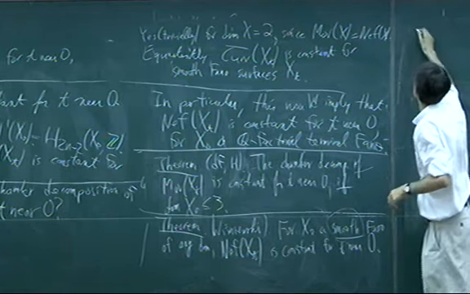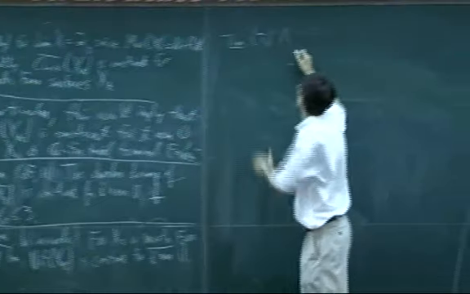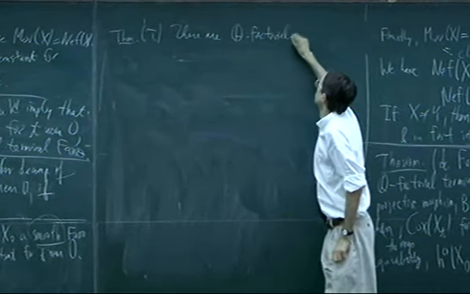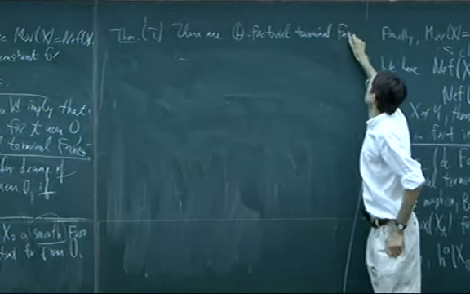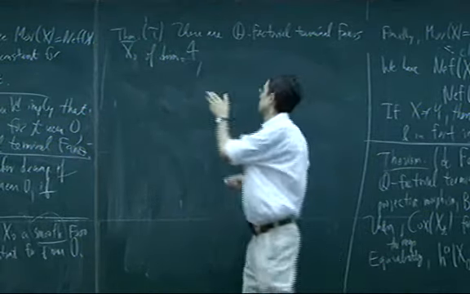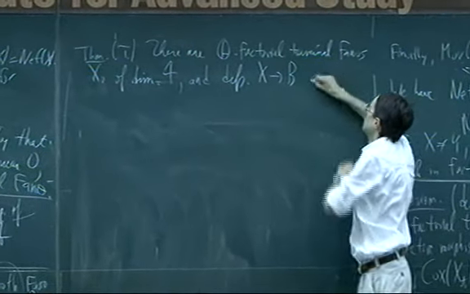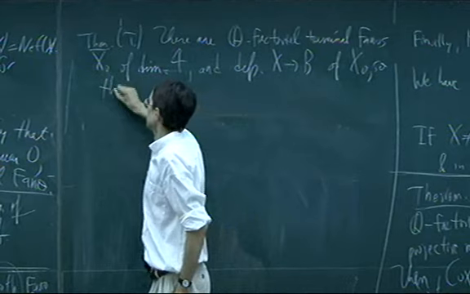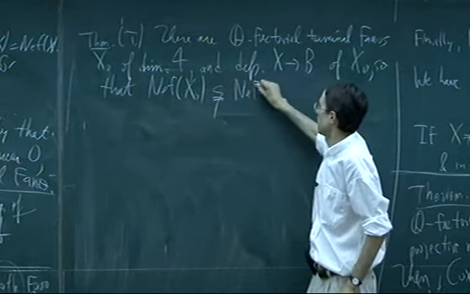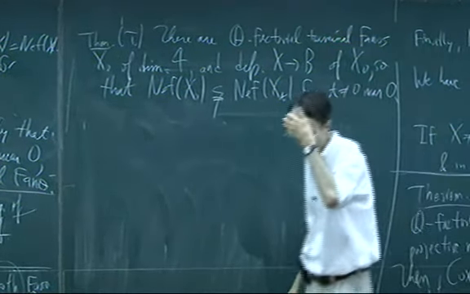But then I found that the answer is no. So, theorem: there are Q-factorial terminal Fano varieties X naught of dimension 4, with deformations of them over a smooth curve, so that the Nef cone of X naught is a proper subset of the Nef cone of the general fibers.